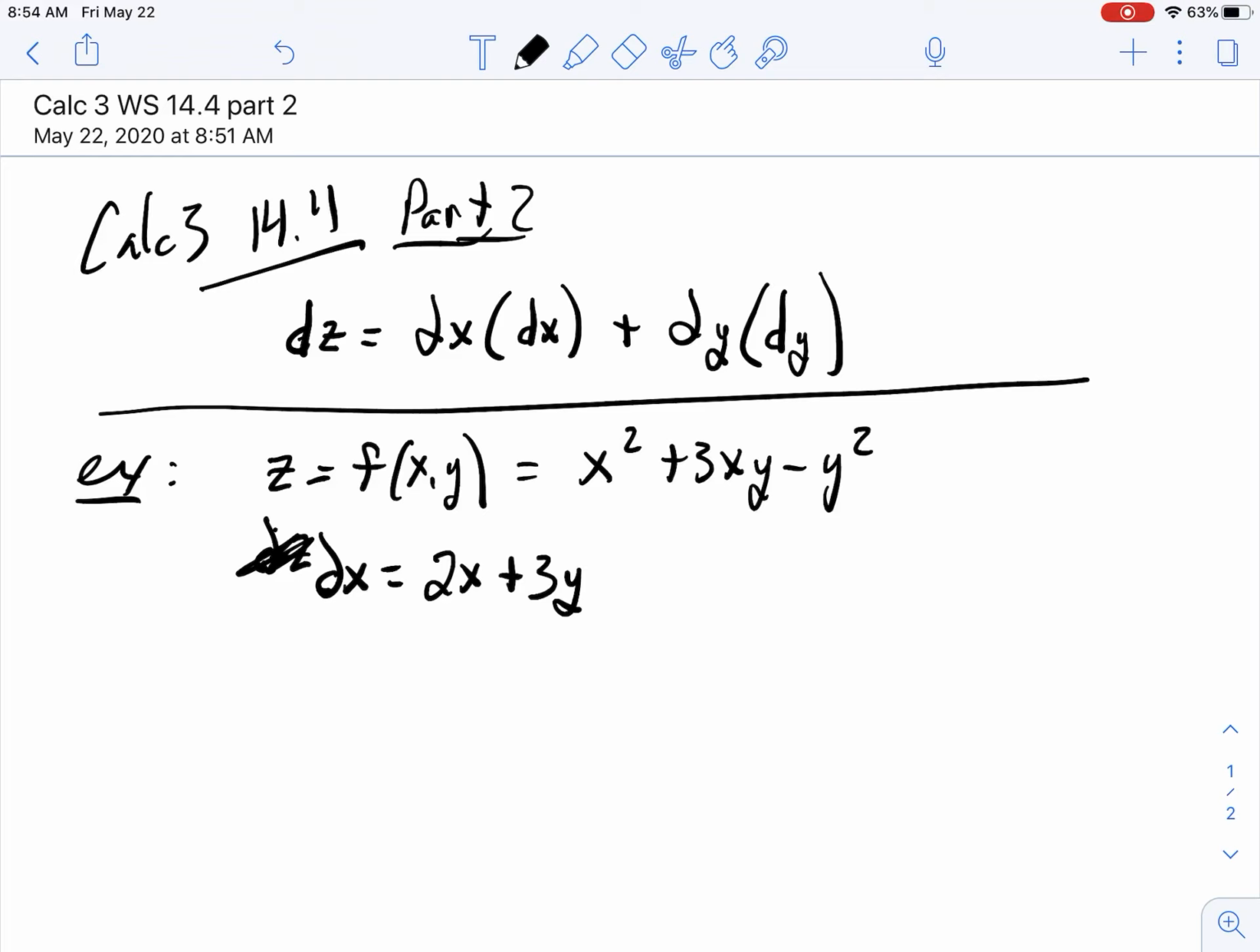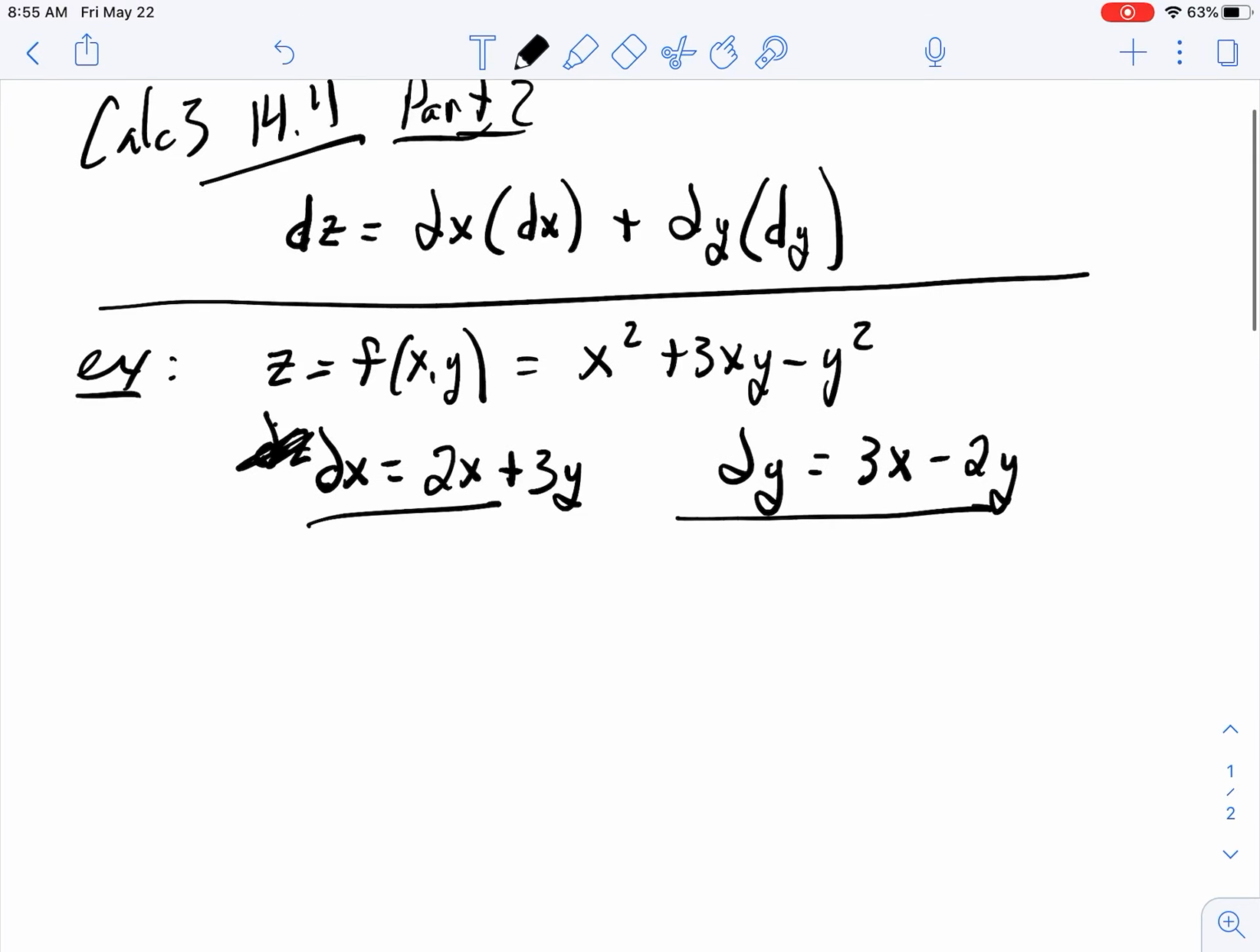y. Almost forgot that. Now the partial derivative with respect to y would be 3x minus 2y. Okay, so those are the partial pieces.